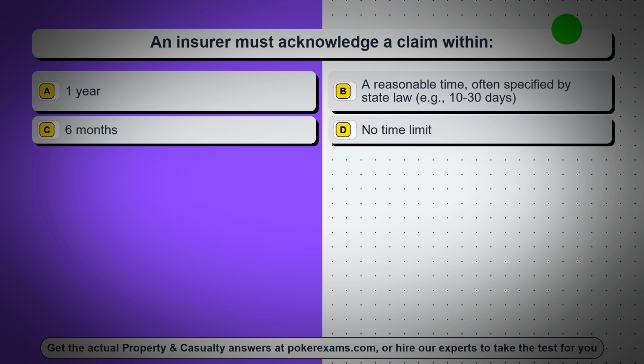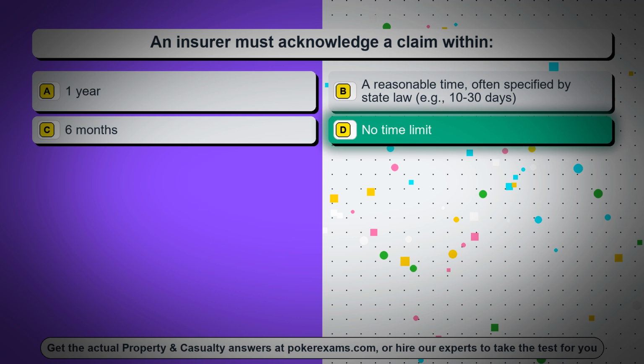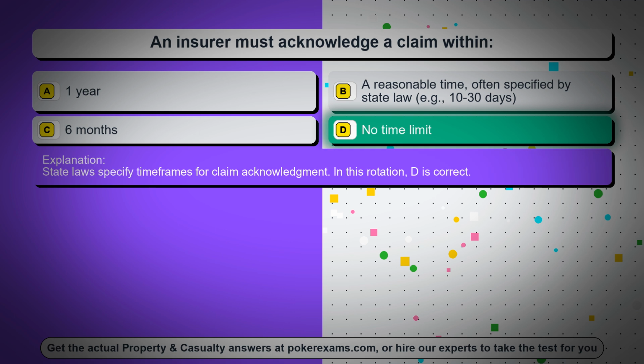Question 68. An insurer must acknowledge a claim within: Option A, 1 year. Option B, a reasonable time, often specified by state law, for example, 10 to 30 days. Option C, 6 months. Option D, no time limit. The correct answer is option D, no time limit. State laws specify timeframes for claim acknowledgement. In this rotation, D is correct.